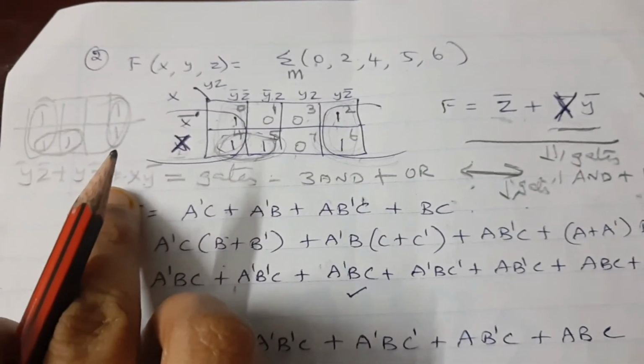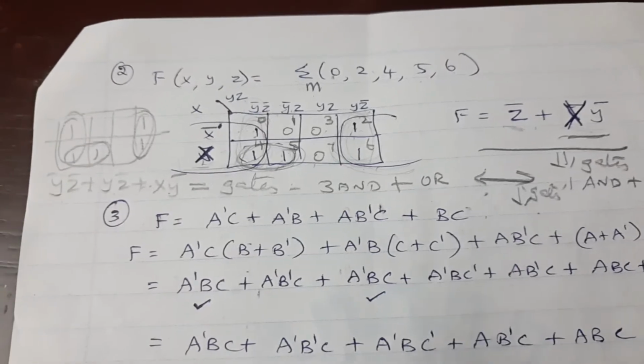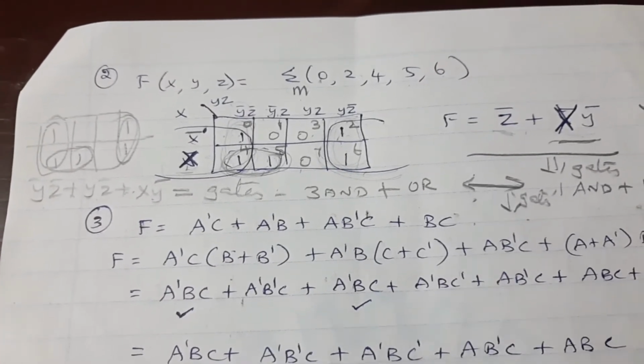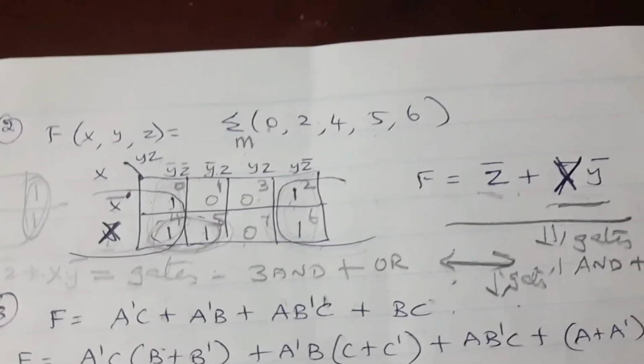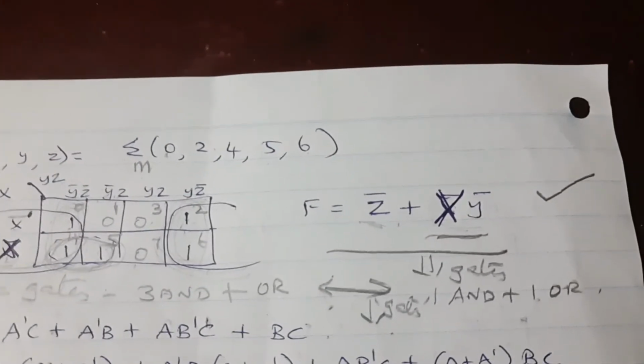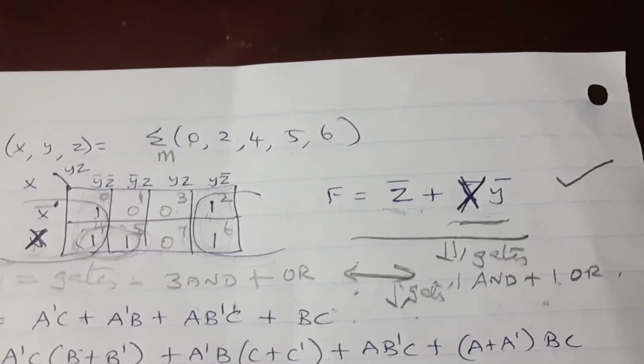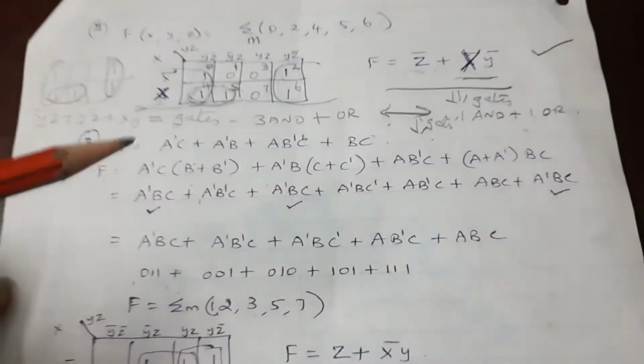This is how we use a K-map, and we have to be smart enough to find out how to combine the ones in a smarter way with the least number of gates, and that is your perfect answer. Now we move on to the next problem.